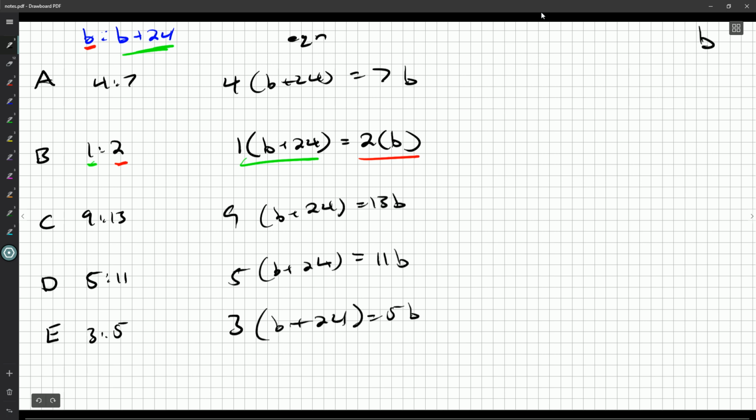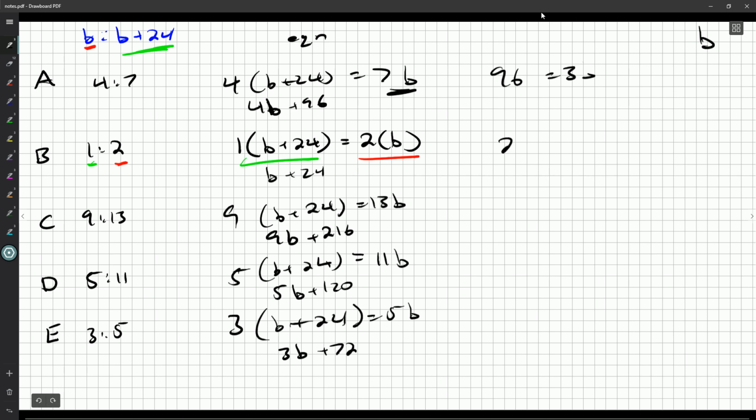All right, well, we can expand and say 4B plus 96, or B plus 24, or 9B plus, I don't know what 9 times 24 is, 216. 5B plus 120, 3B plus 72. And now we can say, all right, 7B, subtract 4B, is 3B, so 96 is 3B. 24 is 2B minus 1B is just B. 24 here. 96 divided by 3 is 32.